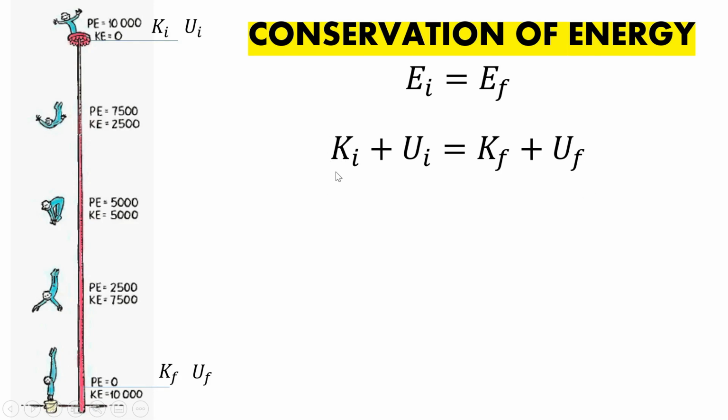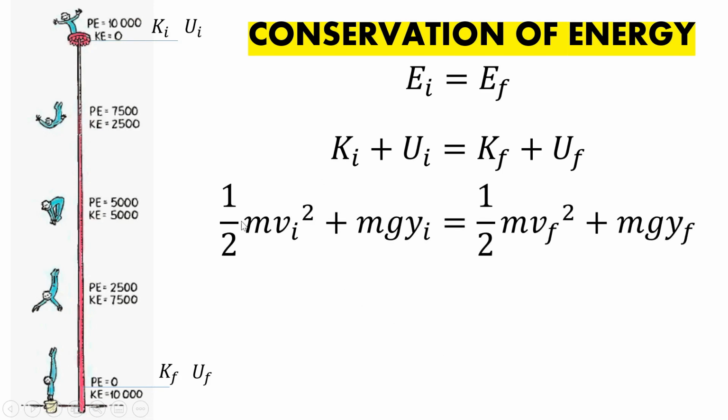If we substitute the formulas of kinetic energy and potential energy that we discussed before, this is 1/2 mvi squared plus mgyi equal to 1/2 mvf squared plus mgyf. So this is the formula for the conservation of energy. Let's talk about our experiment. We will use a projectile launcher. The object will start at this point, and we will prove that the energy of the object going from here to here is just converted into another form.